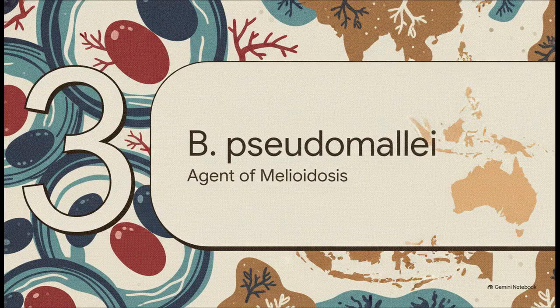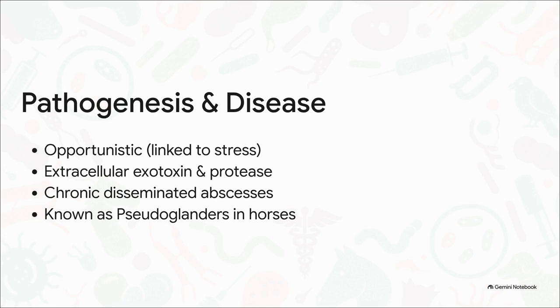Let's move to our third and final pathogen. Section 3, Melioidosis, caused by Burkholderia pseudomallei. You'll find this pathogen hanging out in the tropical and subtropical soils and water of places like Southeast Asia and Australia. Burkholderia pseudomallei is an opportunistic pathogen heavily linked to host stress and immunosuppression. It uses extracellular products, like an exotoxin, a dermonecrotic protease, and lecithinase, to trigger a chronic, progressive disease.